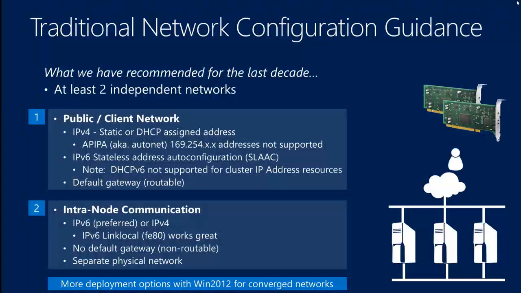And when we usually say this, we usually say other recommendations too. So for clustering, we support IPv4 and IPv6. We support IPv4-only configurations. We support IPv6-only configurations, and mixed configurations. One consideration is AutoNet addressing. You can't use IPv4 AutoNet addressing with clusters. Just one consideration to keep in mind. We do fully support IPv6 auto-configuring addresses.